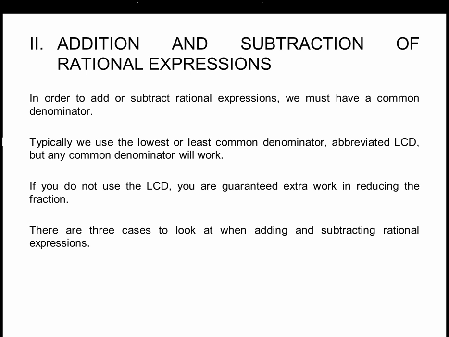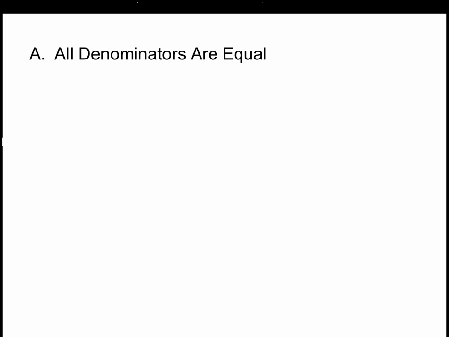There are three cases to look at when adding and subtracting rational expressions. We're going to take a look at each of the three cases, going from the easiest to the worst case scenario. First, all denominators are equal. This is the nice case.